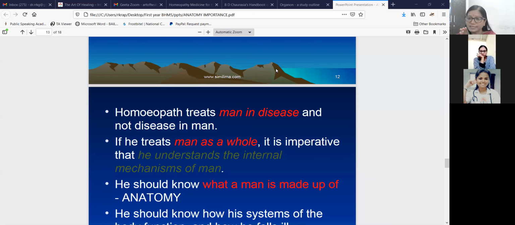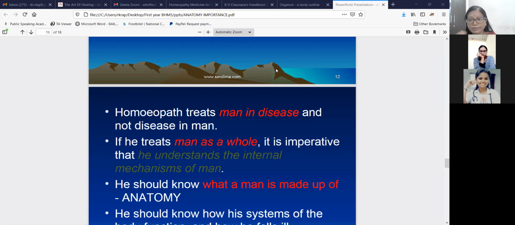In homeopathy, we consider the human being as an individual who has a different kind of disease, the same disease but with different kinds of symptoms. So we treat the man in the disease, but not the disease in the man. We understand the suffering of the human being. That is what is important here. When a homeopath treats a man as a whole, it is imperative that he understands the internal mechanisms of the man. We understand his sensations and what kind of suffering he is having.